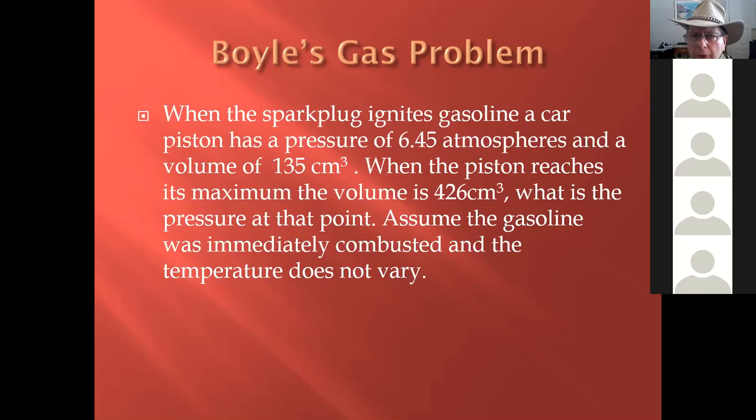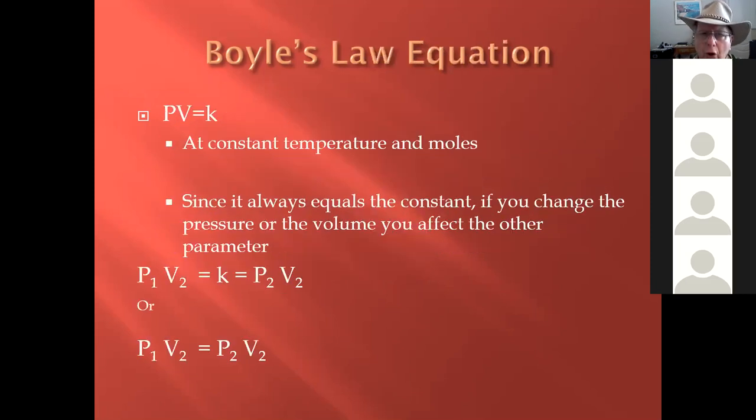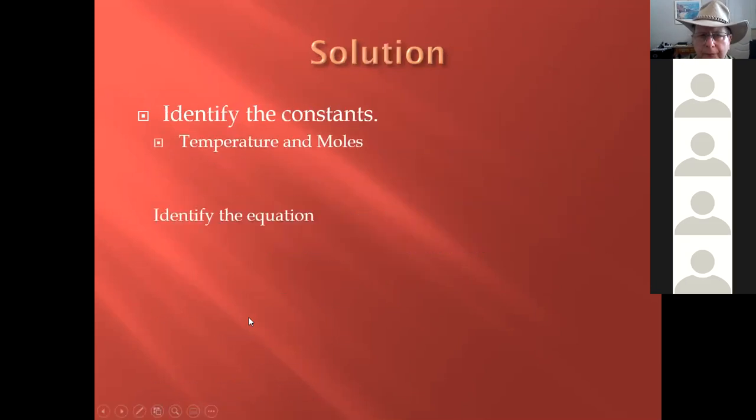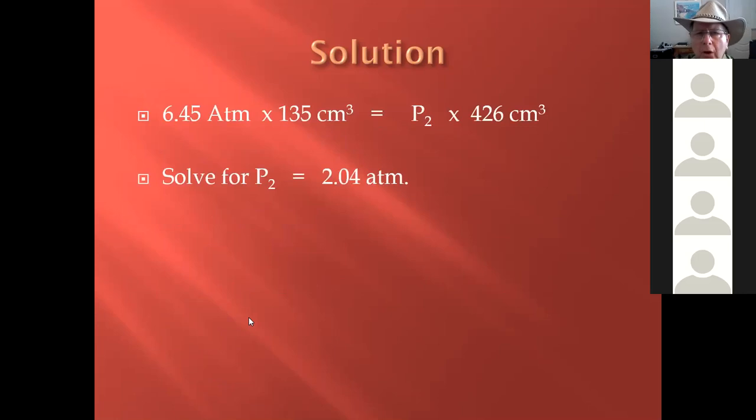Now, Layla, what pressure am I going to associate with which volume? 6.45 with 135 centimeters cubed. So all I'm going to do, remember, this is my Boyle's law equation down here. I'm going to put that first pressure and that first volume together, equal to P2, because I don't know what P2 is, and I'm going to put my second volume in there. So I do that out and I solve for P2. I get 2.04 atmospheres. Make sense, Layla? Yes.